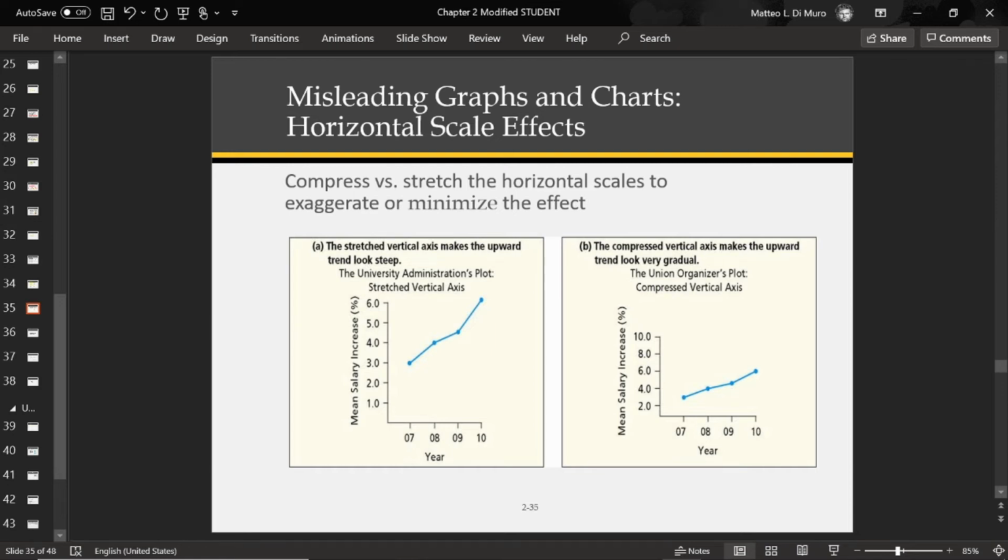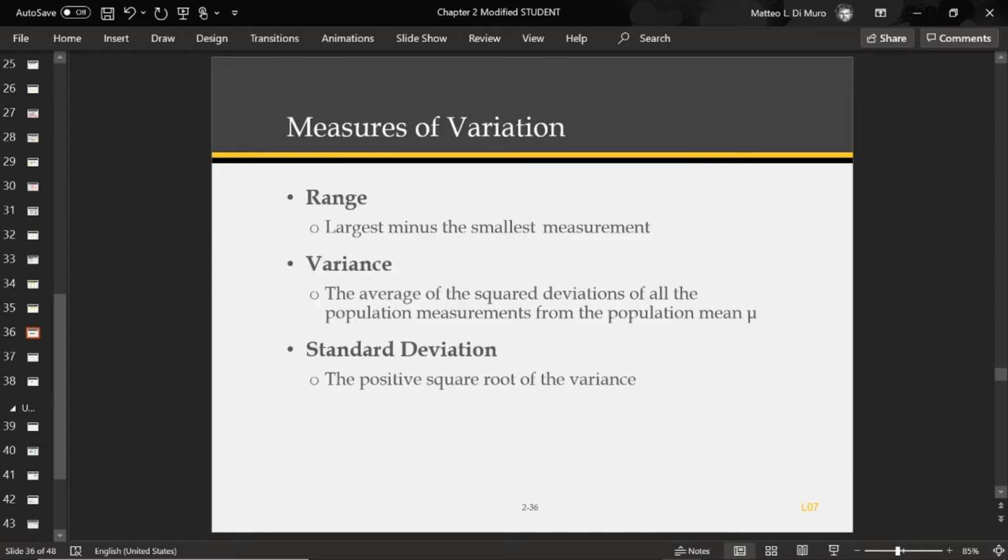So other ways of doing it. A compression or a stretch can make things look different. So you can read these on your own. I'm not going to read these for you. Read them yourself, and I say that with great respect. If you have any questions about them, let me know. Check the homework to see what kind of questions you're going to get.